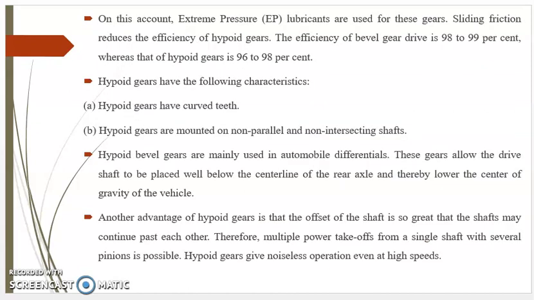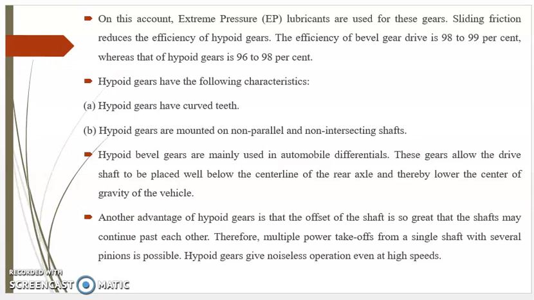On this account, extreme pressure lubricants are used for these gears. Sliding friction reduces the efficiency of hypoid gears. The efficiency of bevel gear drive is 98 to 99%, whereas that of hypoid gears is 96 to 98%. Hypoid gears have the following characteristics. First, hypoid gears have curved teeth. Second, hypoid gears are mounted on non-parallel and non-intersecting shafts.